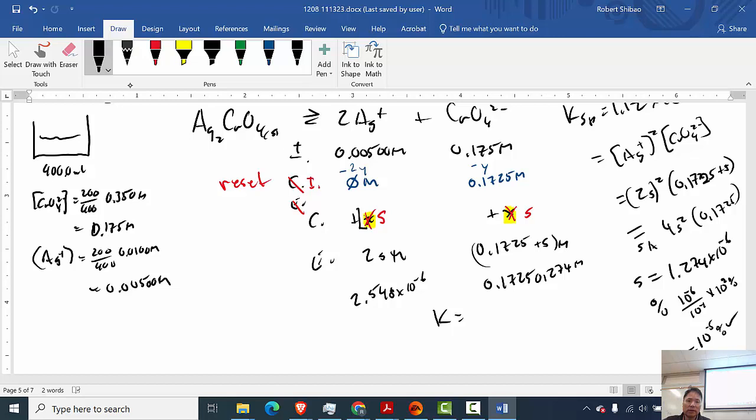So I'll take the chromate times the silver ion concentration squared. So times 2.548 times 10 to the minus 6. Square that. And I get 1.119 times 10 to the minus 12. So that looks good, because it should be 1.12, and we just about have that here.